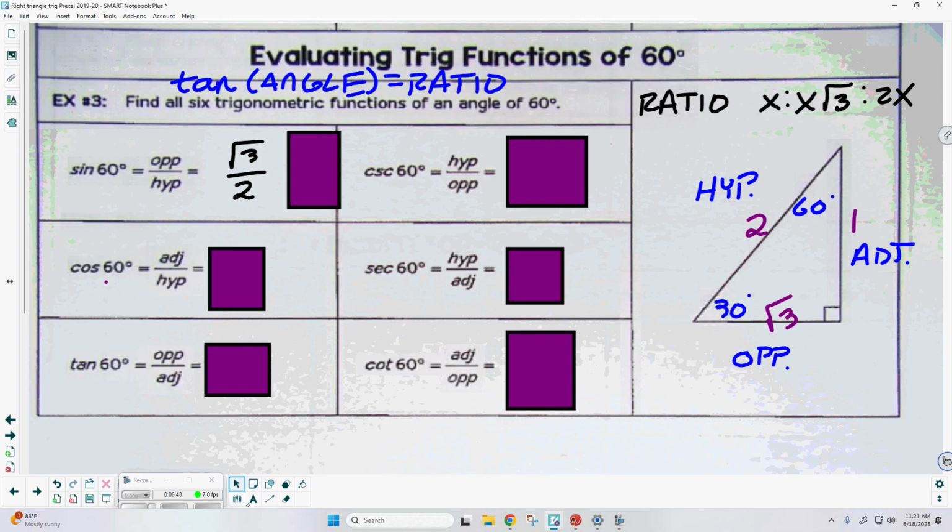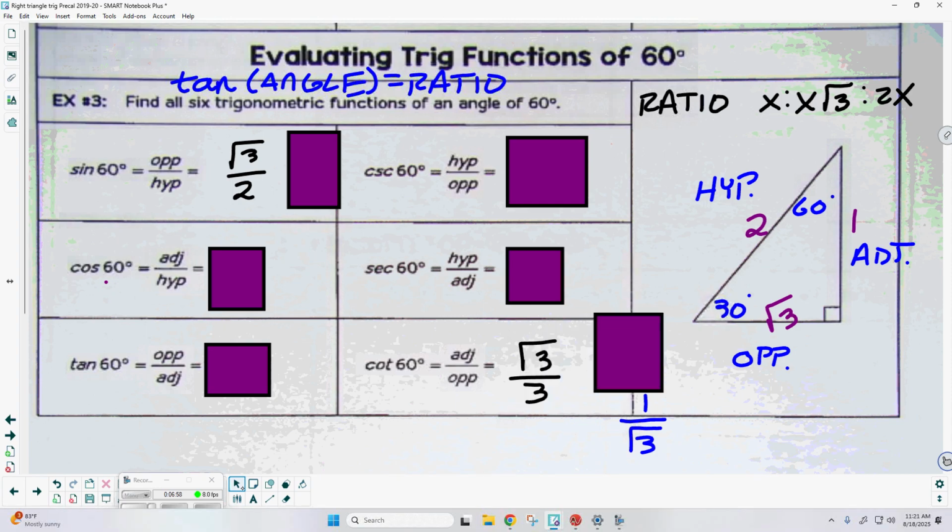But just like before, we would have to what? What's that word again? Starts with an R? Rationalize it. So can anybody help me out? What would I get if I rationalized 1 over root 3? Fantastic.